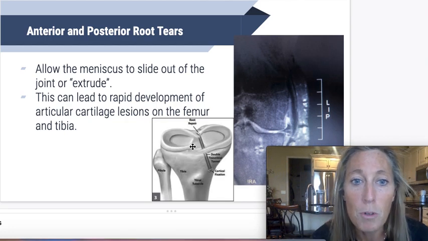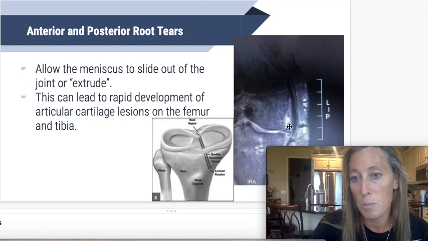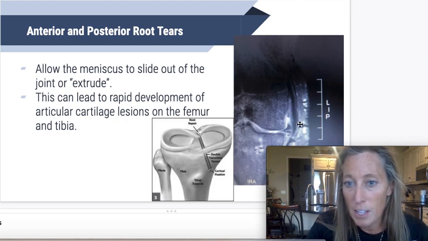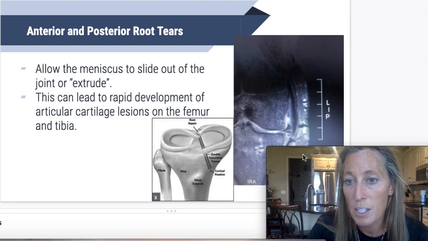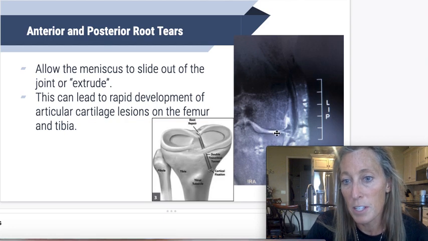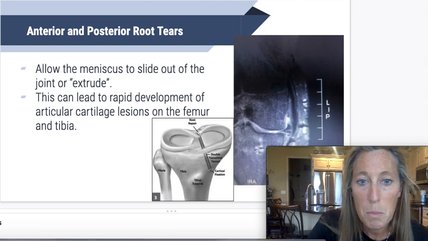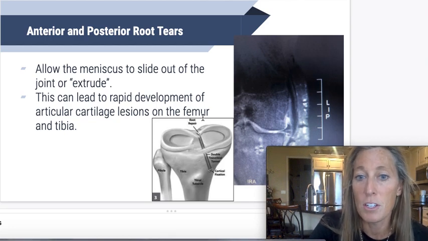If you have a root tear, this allows the meniscus to slide outside of the joint. And here's a picture of an MRI that I had last December, and you can see this triangular wedge. The black wedge is my meniscus, and here's the joint. So the meniscus is sitting outside of the joint in that case. In my case, that's not good because the femur is coming in direct contact with the tibia and causes articular cartilage damage right here on the femur and the top of the tibial plateau there. So the meniscus is this triangular shape. We'll see probably some better looking meniscus MRI images later. This can lead to rapid development of articular cartilage lesions on the femur and tibia.